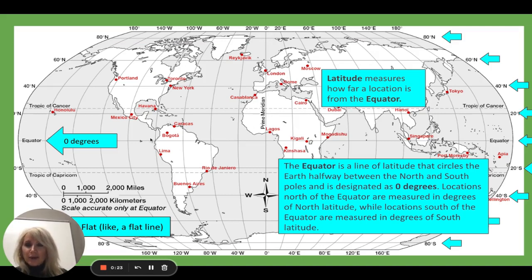So here's the equator. The equator is an imaginary line of latitude that circles the Earth halfway between the North Pole and the South Pole. And it's designated as 0 degrees, as you can see here. Locations north of the equator are measured in degrees of north latitude, while locations south of the equator are measured in degrees of south latitude.